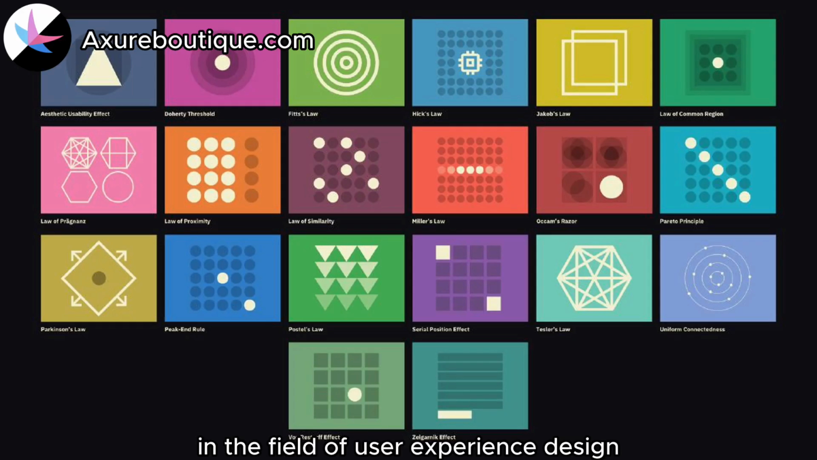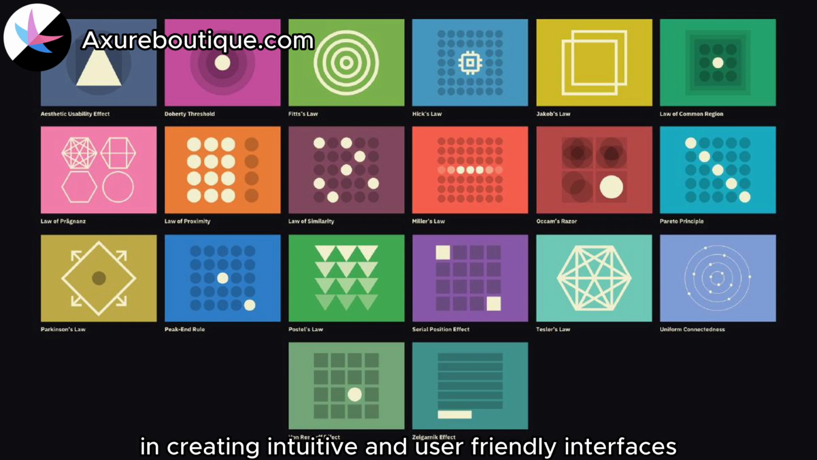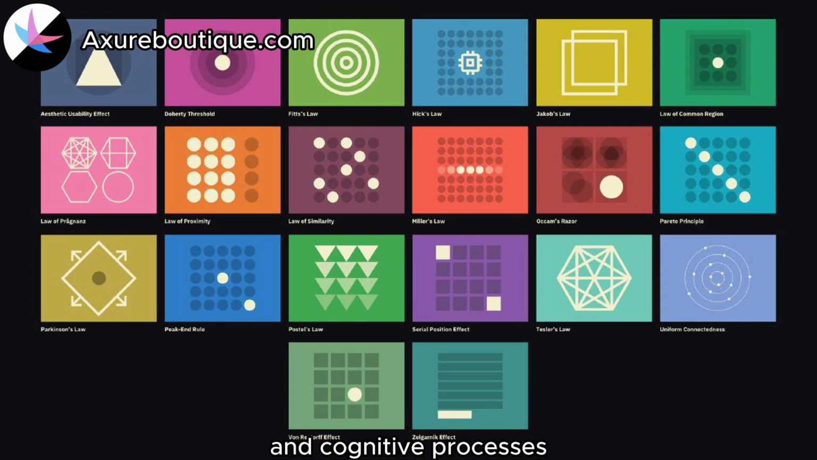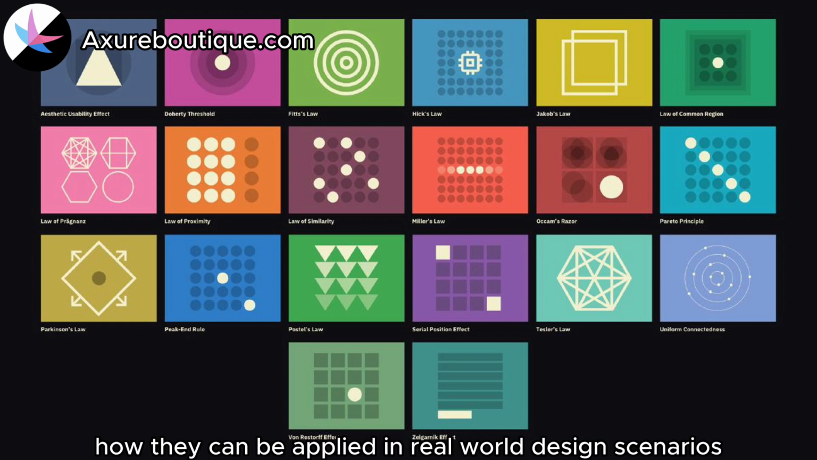In the field of user experience design, there are several principles that guide designers in creating intuitive and user-friendly interfaces. These principles are based on human psychology and cognitive processes, ensuring that designs align with user needs and expectations. Let's explore some of these fundamental principles and provide examples of how they can be applied in real-world design scenarios.